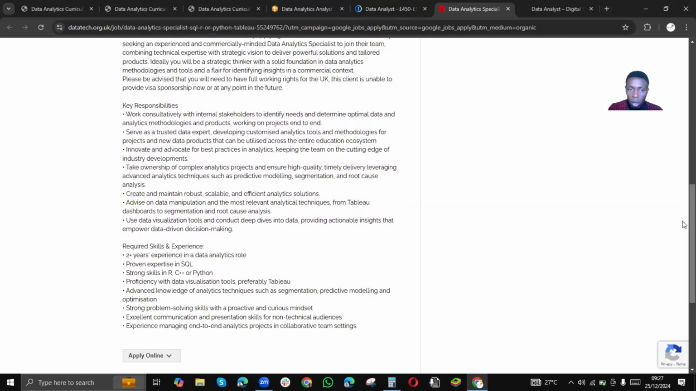You're going to be working with a lot of stakeholders. You're going to be doing data manipulation, and you're also going to be using Tableau to create dashboards. So if you are someone that doesn't like dashboard creation, then data analytics is just not meant for you, you see.